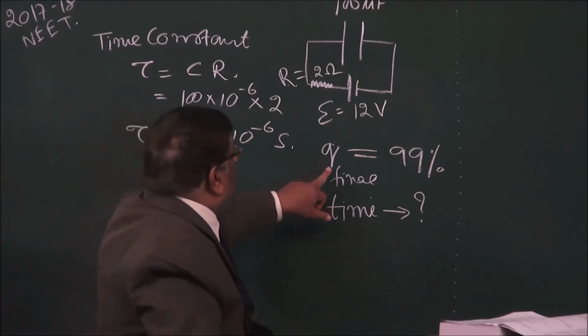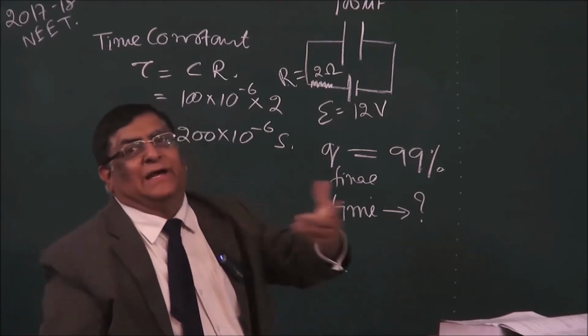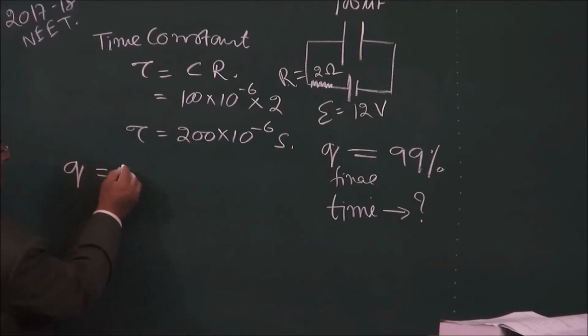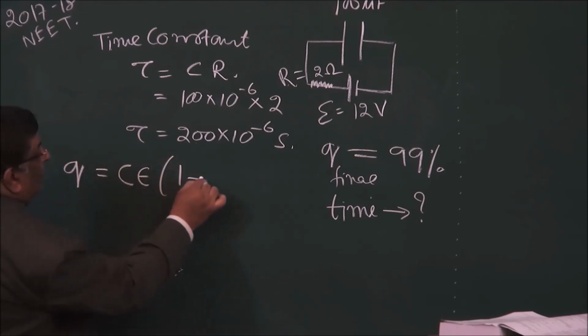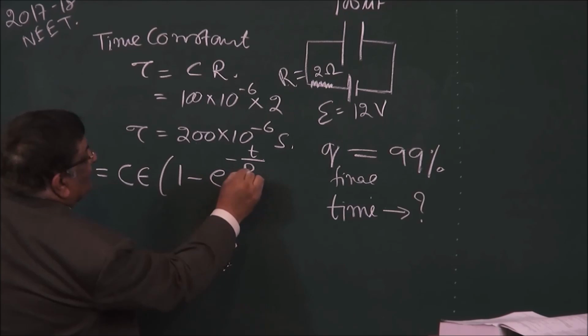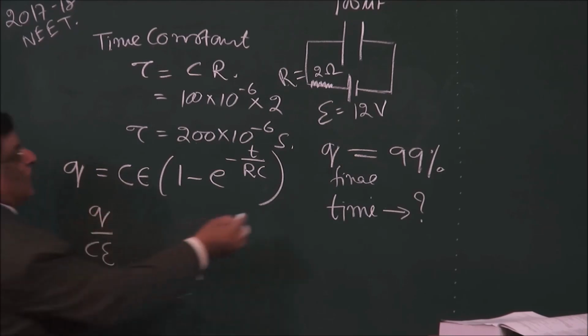Now, what is the maximum value of Q and what is the value of Q at time t? For that we remember the formula. Q at any time t is equal to the full charge CE times 1 minus e to the power minus t upon RC, where RC is the time constant. This is our formula for charge, and this is the full charge. So Q upon CE, how much is that value?